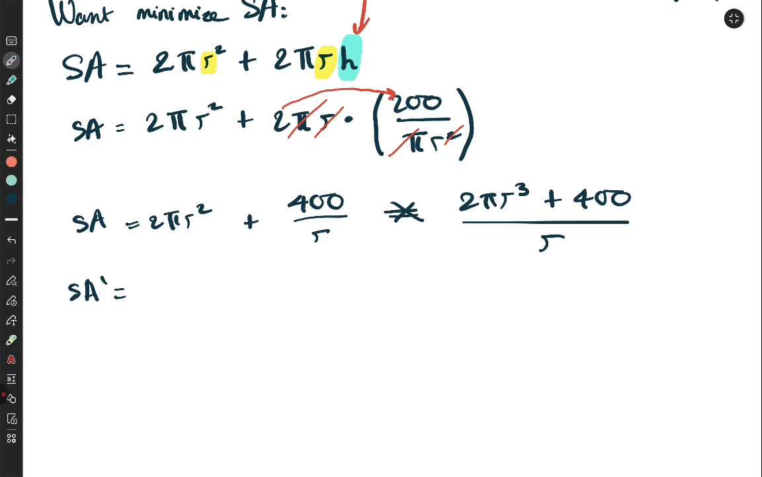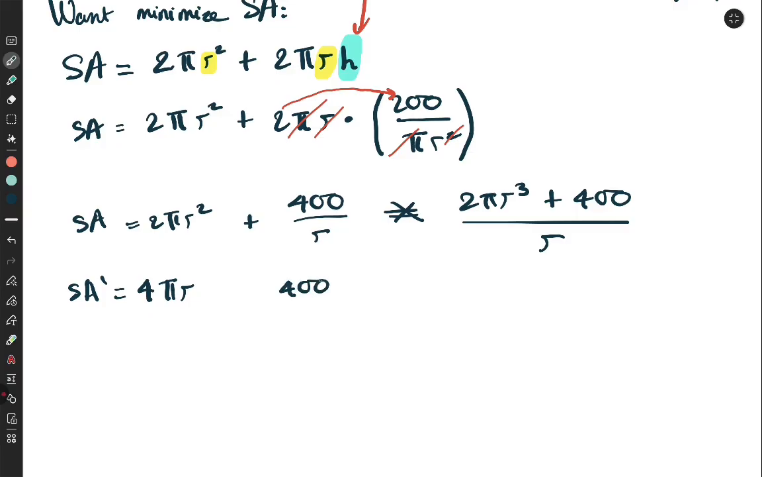Just term by term. Remember pi is a number. R squared. Okay, what do I have here? I have 2r. 4 pi r. Okay, the next one would be just 1 over r with the number 400.